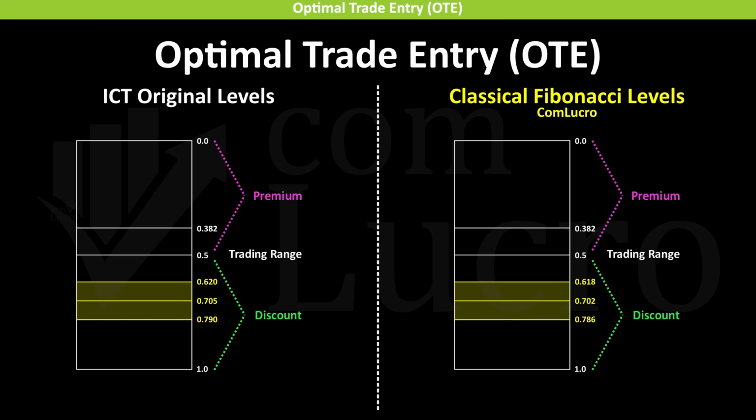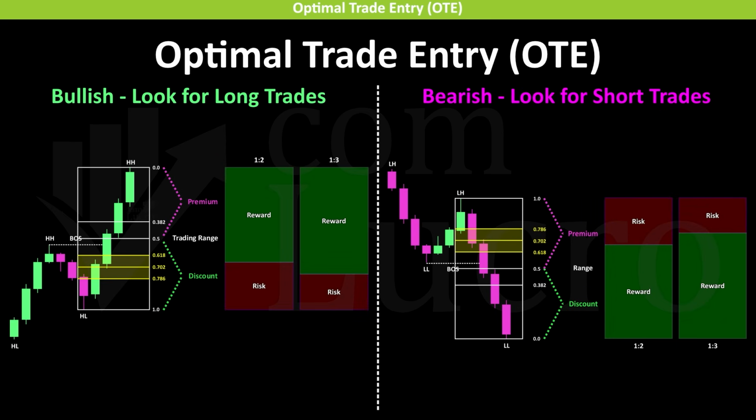It is important to note that ICT's original teachings define the OTE using the 0.62, 0.705, and 0.79 retracement levels. However, at ComLucro, we prefer to use the traditional Fibonacci retracement levels of 0.618 and 0.786, while still recognizing the importance of the 0.702 midpoint. We believe that using the classical Fibonacci levels increases confluence, since these levels are widely followed by traders across different methodologies and markets. Before applying the OTE, it is important to correctly configure the Fibonacci retracement tool.